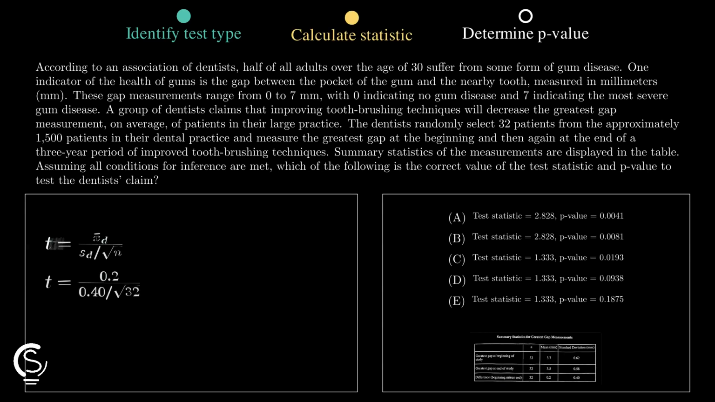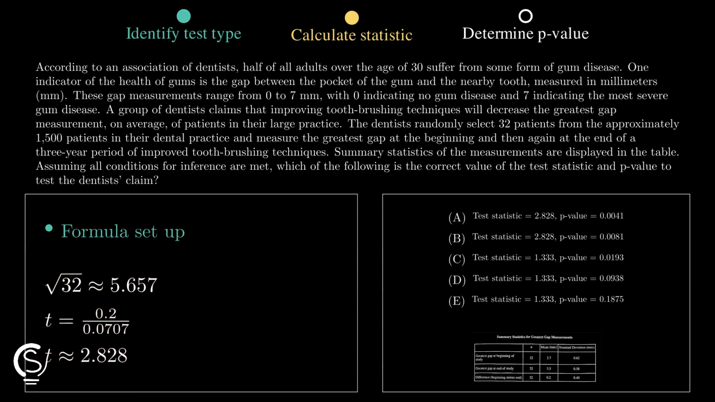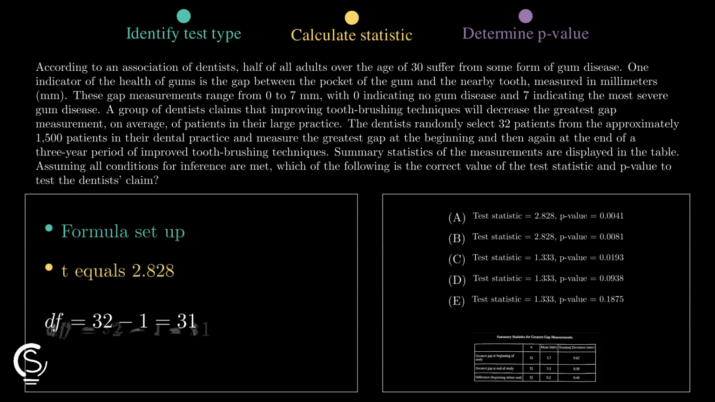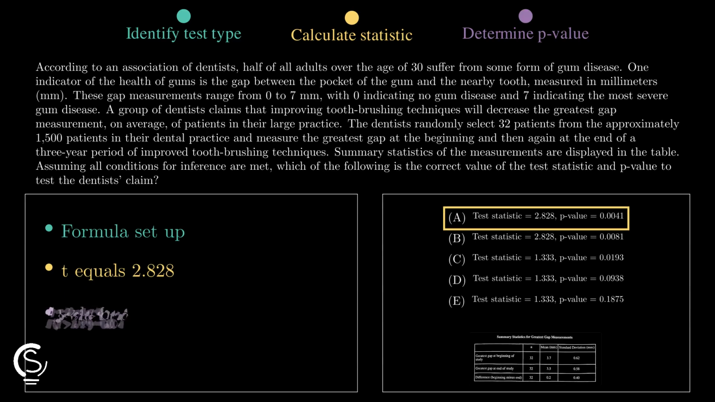Divide the mean difference of 0.2 by the standard error, which is 0.4 divided by the square root of 32. This gives us 2.8. With 31 degrees of freedom and a one-sided test, we look up the probability for a t-score of 2.828, which is 0.00.